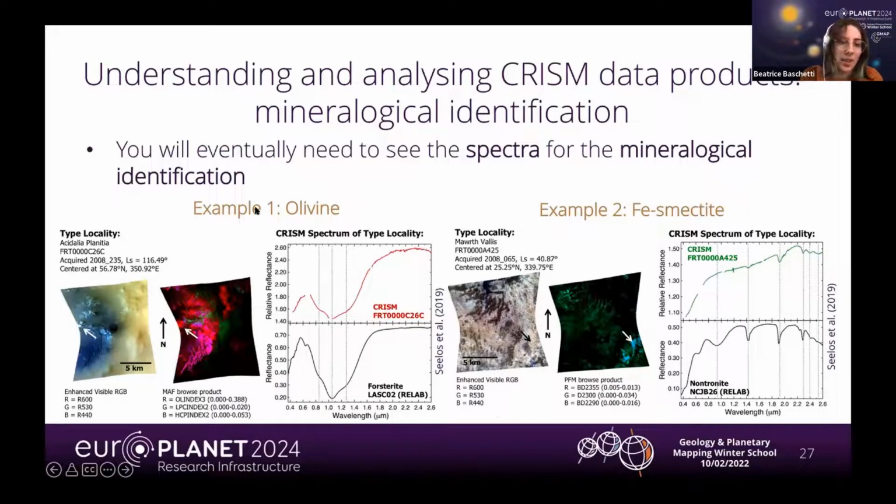And in example 1, we indeed have olivine. And here's the spectrum of olivine, which has been extracted from this area. In the second example, instead, we have smectite rich in iron in this area. And here is the spectrum extracted from the scene. As you can see, these are compared with laboratory spectra of the same mineral, and they have the same absorptions at the same wavelength.